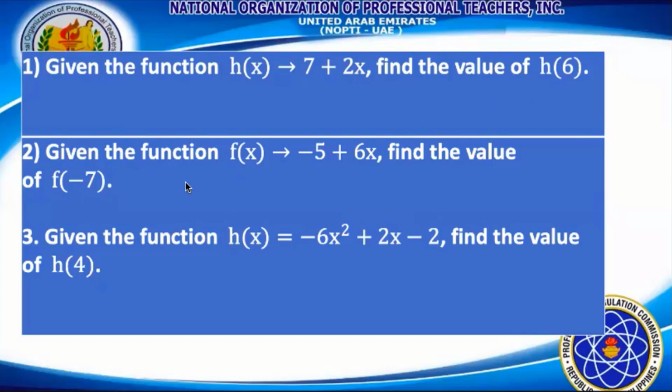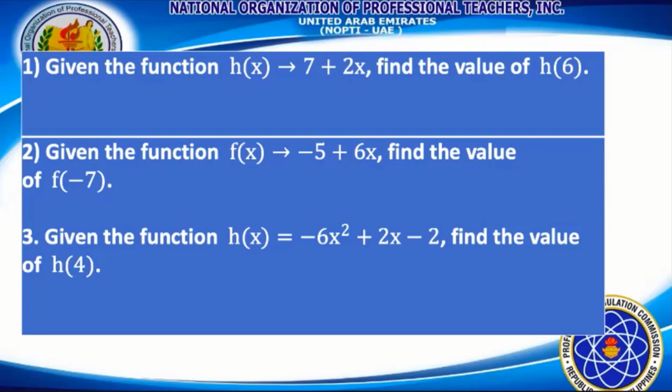Same is true with the second example. The function of x is negative 5 plus 6x. But find the value of the function if x is equal to negative 7. So, substitute the value of x into negative 7. Ganun lang siya kadali. So, 6 times negative 7 is negative 42 plus negative 5. So, it's negative 47. Number 2 is negative 47.